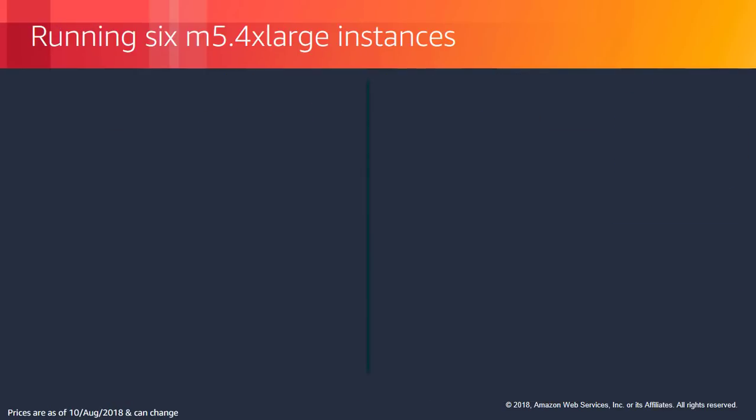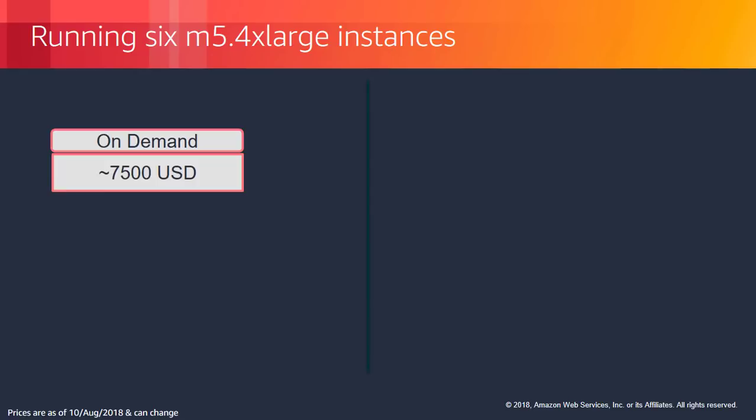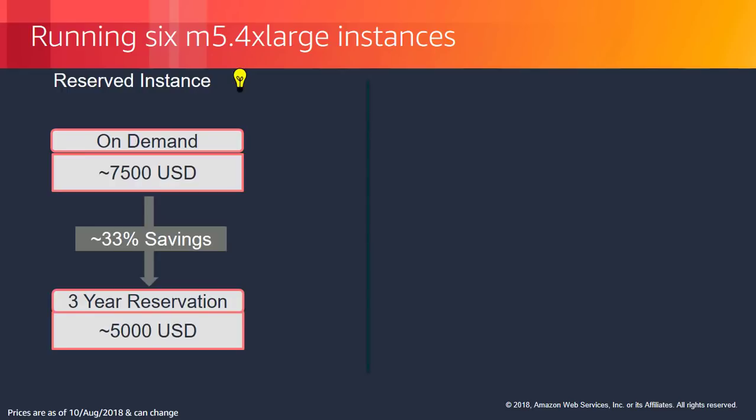Another use case comes into the picture when you try to go for a capacity reservation. If you run 6 M5 4XL instances in Sydney, at the time of this recording, it costs about $7,500 if you use on-demand instances. But one way to save cost is to go for capacity reservation, where you go for a 3-year all upfront reservation, which will cost you about $5,000 and gives you about 33% savings.